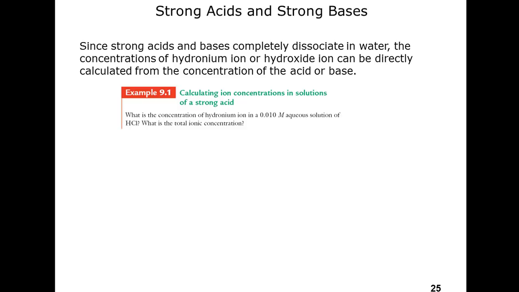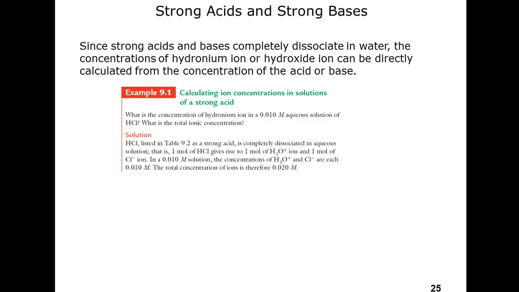So what is the concentration of hydronium ion for a 0.01 molar aqueous solution of HCl? We know that HCl is a strong acid, so it will completely dissociate in water, and therefore if the concentration of HCl is 0.01 molar, then the concentration of H3O+ must also be 0.01 molar.